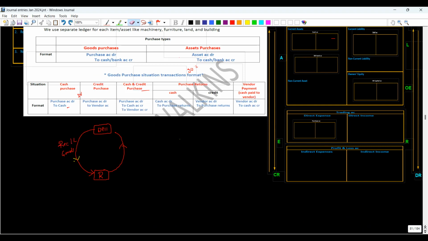Now let's assume we brought capital of 10 lakhs from the owner. So cash account debit 10 lakhs and capital account credit 10 lakhs. Let's assume the company is purchasing goods from the Dell company, value is 1 lakh. And the company is not paying the cash, the company decides to pay in future.